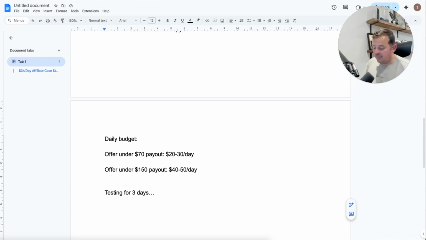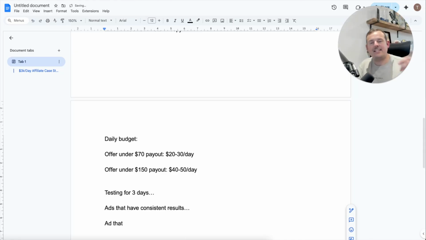But what I'm looking for is ads that have consistent results. And that's the importance of having time in market and ideally at least 3 days in testing. Have consistent results, right? So I was going to type that out as I'm talking. I would rather find an ad. Let's take two scenarios where we have two ads, both have 10 sales, right?